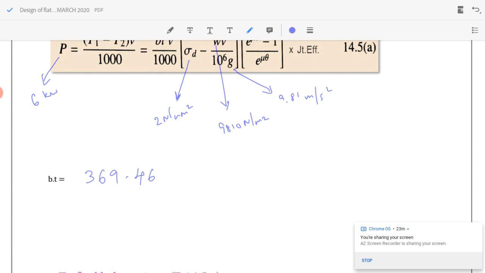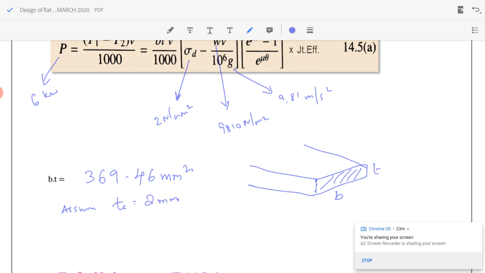369.46 millimeter square. Here we have two unknowns, both b and t are unknown. So I will assume one of those values. Assume thickness t equal to 2 mm, I can get b equal to 184.73 mm.